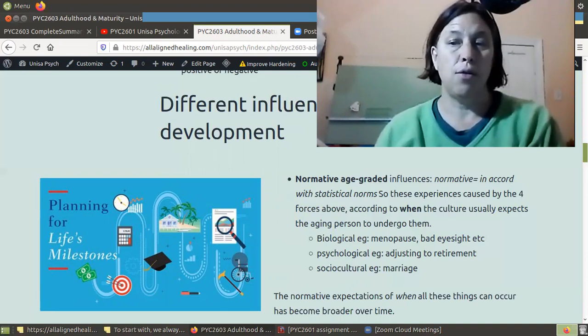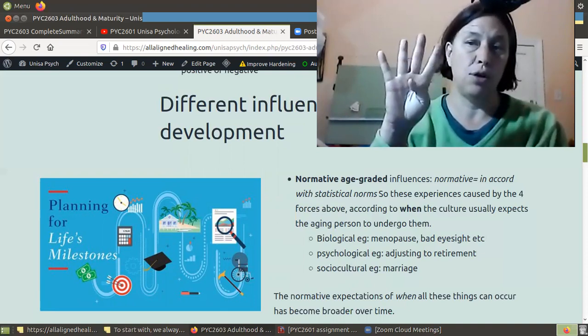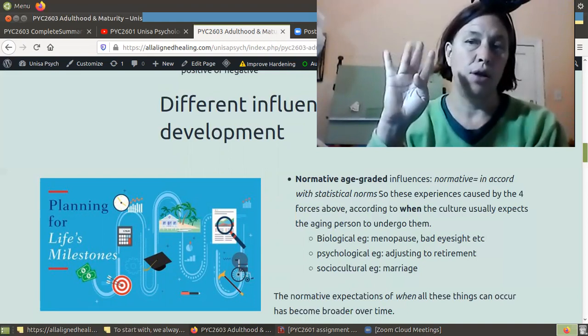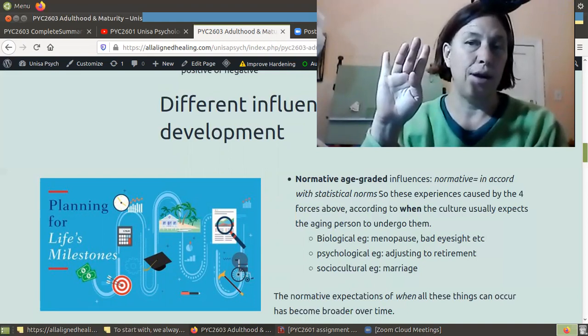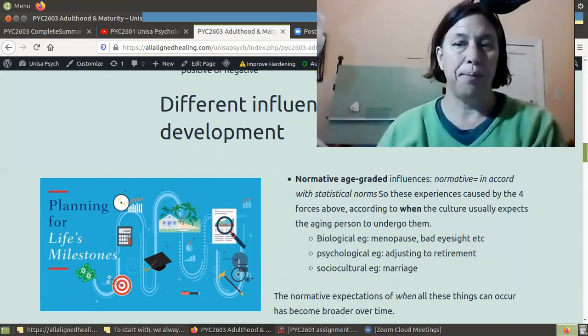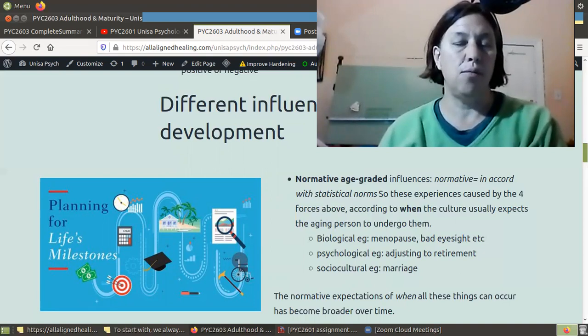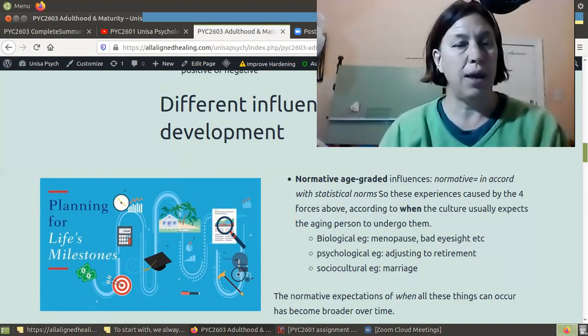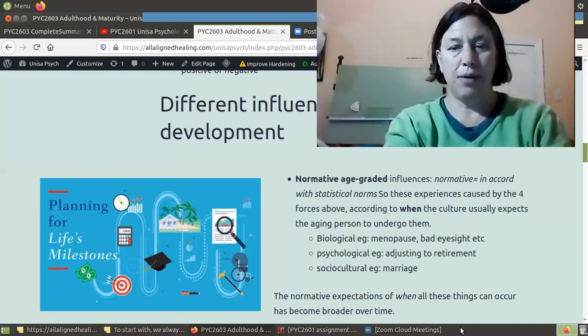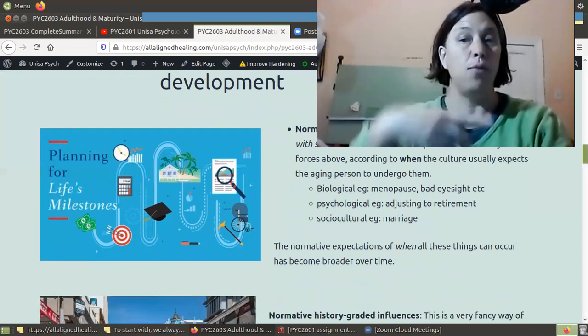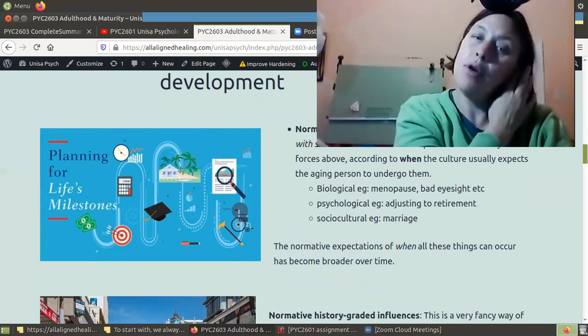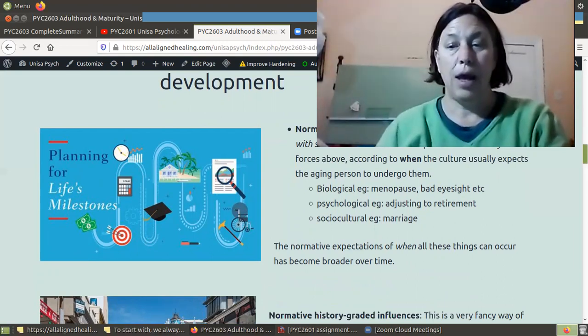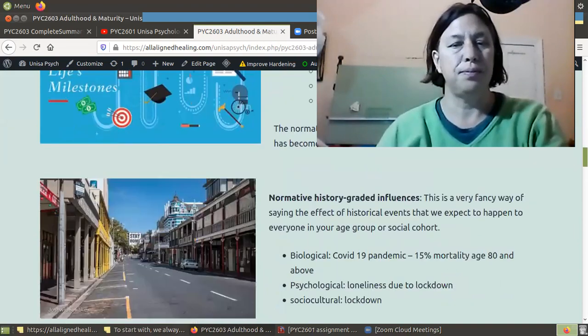So these are experiences caused by the four forces above: biological, psychological, sociocultural, and life cycle. So it's according to when statisticians and the culture usually expect the aging person to undergo them. The normative expectations of when all these things can occur have become broader over time and also happen more and more when people are older, because people are living a lot longer and being a lot healthier in old age.